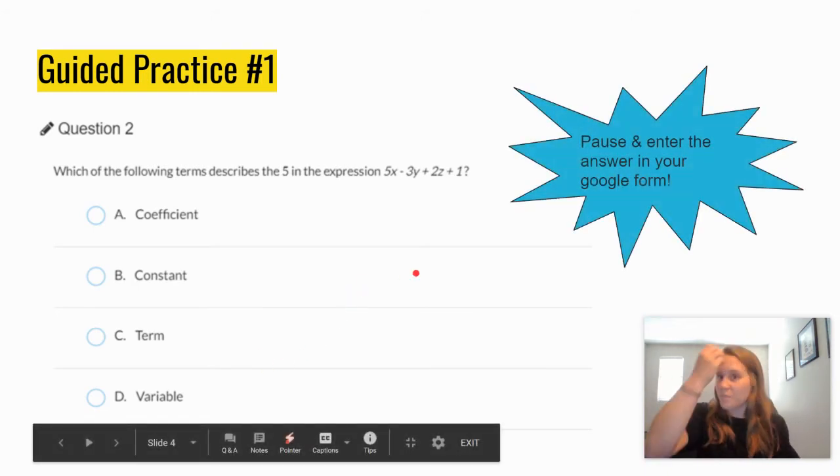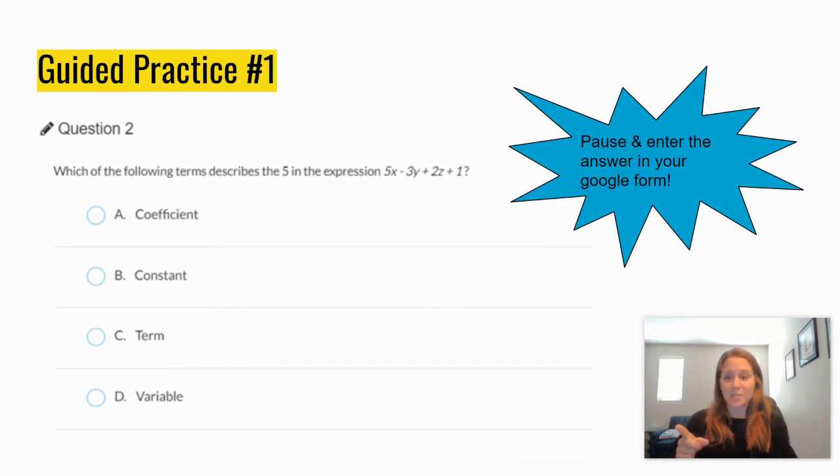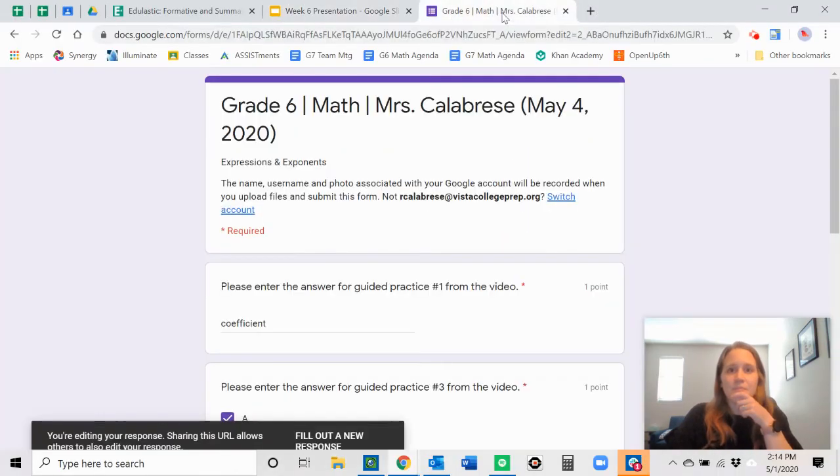We are going to pause and enter this answer in our Google form. It's really important to check your spelling. So when you're entering your Google form, let's make sure we're spelling coefficient correctly. Okay, I've got my answer pre-typed in here. Go ahead and pause and enter your answer now.